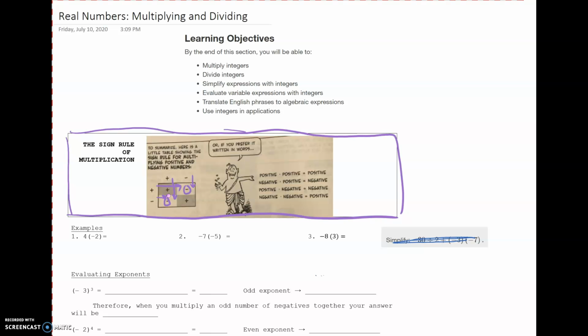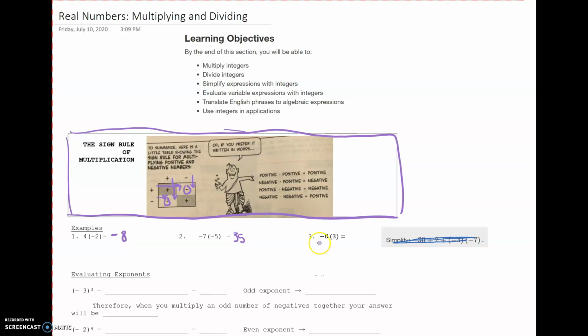So let's go ahead and do a couple of examples. So positive 4 times a negative 4, one's positive, one's negative. I know my answer is going to be negative, and 4 times 4 is 16. So that would be my answer for that. Example 2. I have a negative 7 times a negative 5, so I know my answer is going to be positive. And then you just multiply the numbers. 7 times 5 is 35.